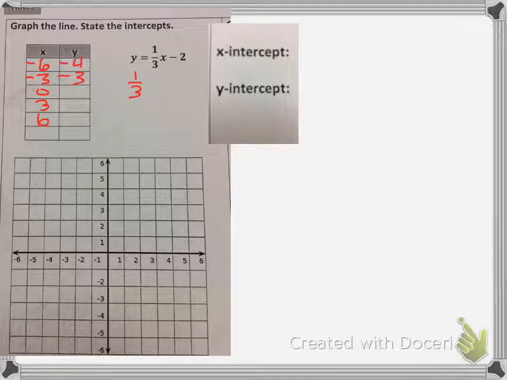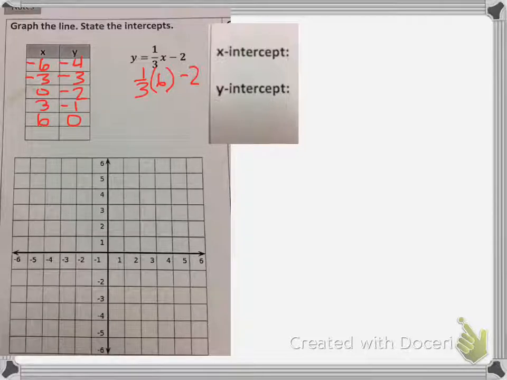So 1/3 times 0, which is 0, minus 2. 0 minus 2 is -2. So I'm just going to put -2 in. Next one is 3, so 1/3 times 3 is going to be 1. 1 minus 2 is a -1. And then the last number I'm going to substitute in is 6. So 1/3 times 6 is 2. 2 minus 2 is 0.